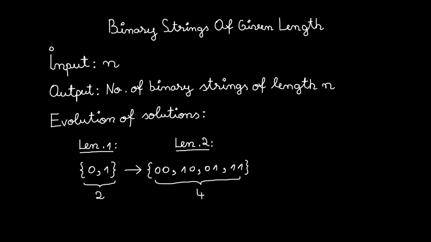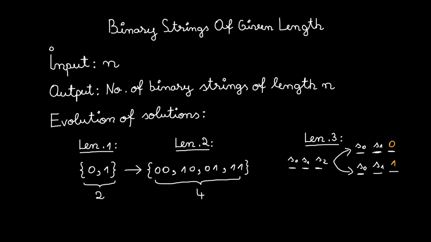One step further in evolution, let's think about the binary strings of length 3. They consist of 3 characters, which we will note by S0, S1, and S2. How did they evolve from the previous ones? Well, they have an extra character at the end. This character could be either a 0 or a 1, and the prefix of length 2, which is S0, S1, is part of the previous set.